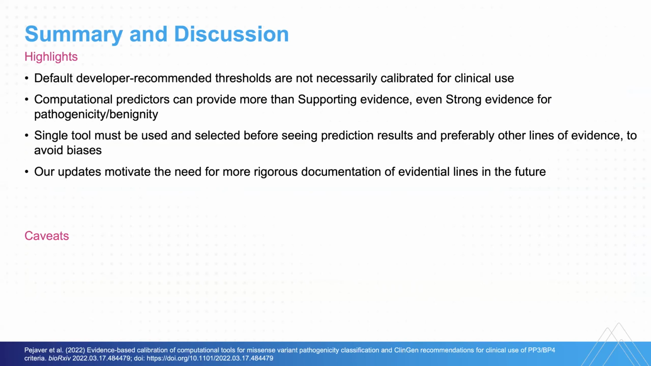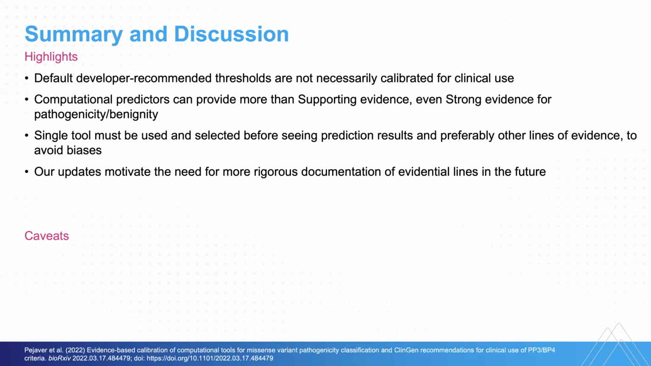biases. And one thing I'd like to say is that our updates now, and the question that came up earlier, motivate the need for more rigorous documentation of evidential lines in the future. Up until now, the assumption is that these methods were supporting, but now by introducing these new levels of strength, it's likely that they'll be more actively used to classify variants, and it would be important to document specifically what tools were used, what thresholds were used, and where the variant landed in terms of the strengths.